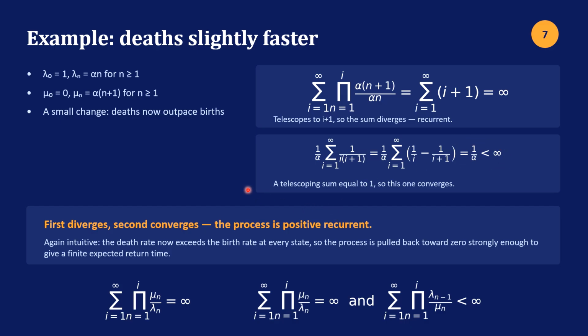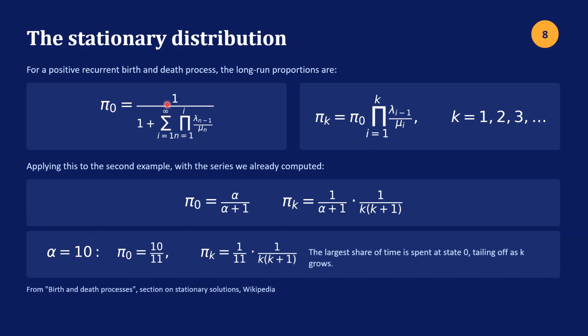Okay, so now we have two examples, and on the next slide I'll give you the formulas for the stationary probabilities. The stationary distributions for a birth and death process are given here. This is for state 0. This is for state k, k equals 1, 2, 3, and so on. If you're interested in the derivation, I'll give you a link to the Wikipedia article on where these are derived.